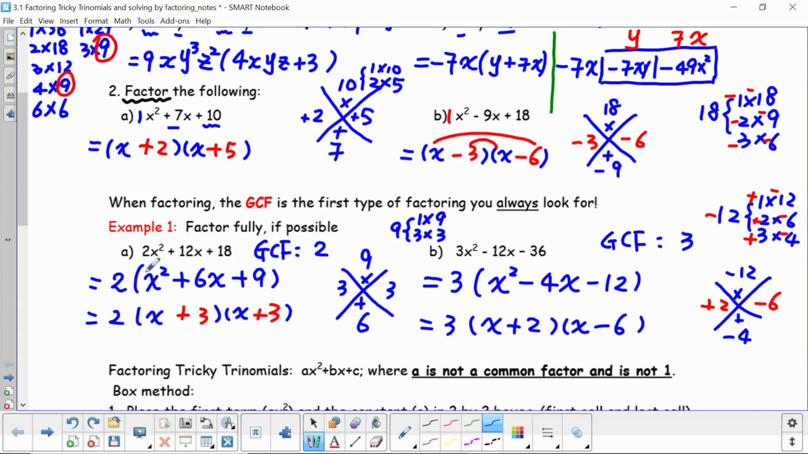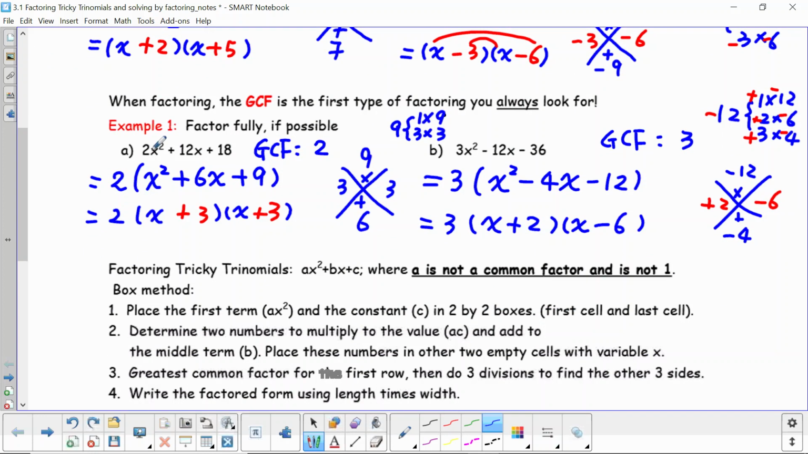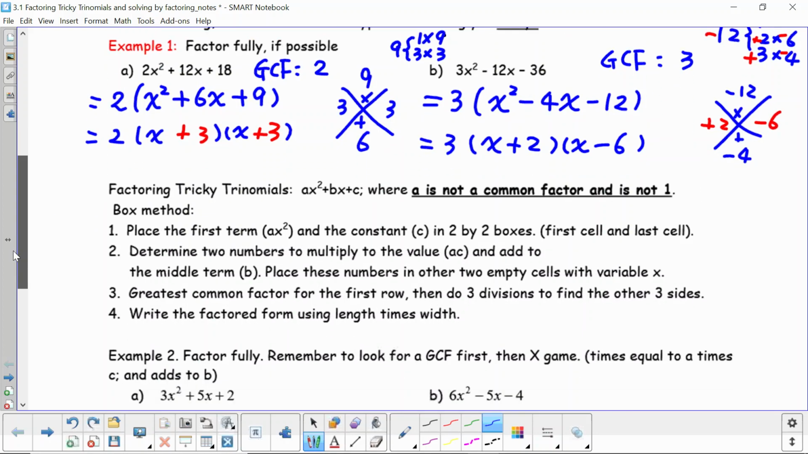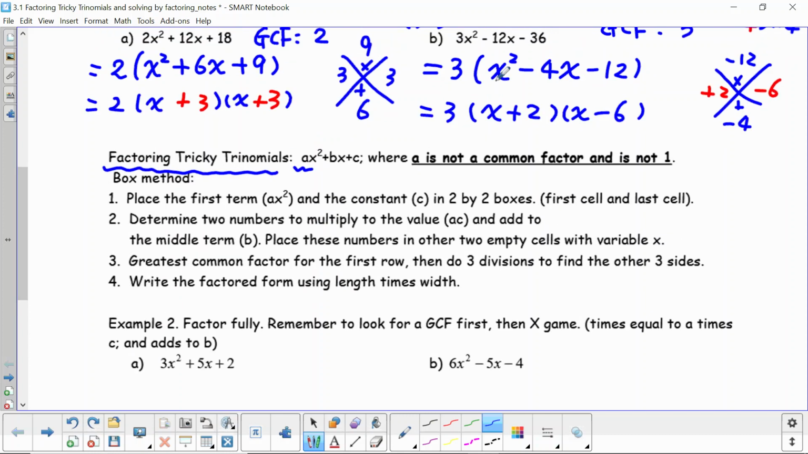Then this is done. But we cannot always take the number in front of the x squared as a common factor. If it's not, then we are going to use today's method, factoring tricky trinomials. So this is a is not 1, and also this is not a common factor. If it is a common factor, then we could convert this tricky trinomial to a simple trinomial. Then we know how to factor a simple trinomial.